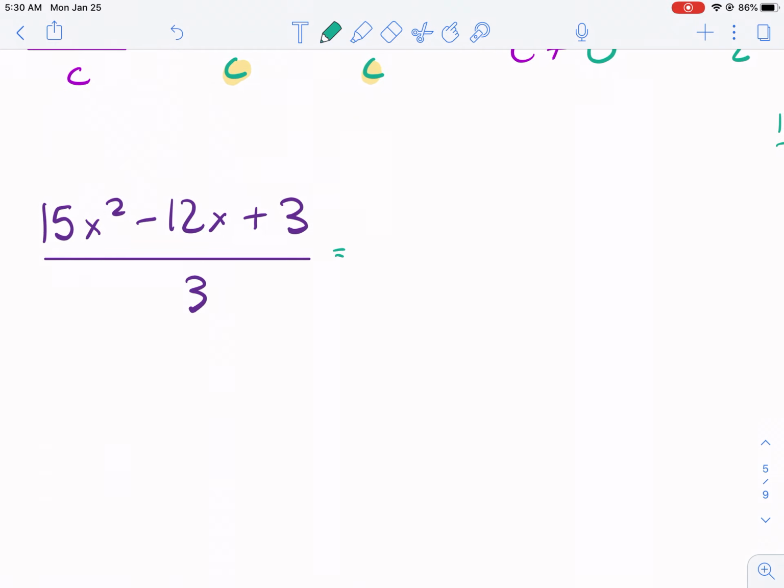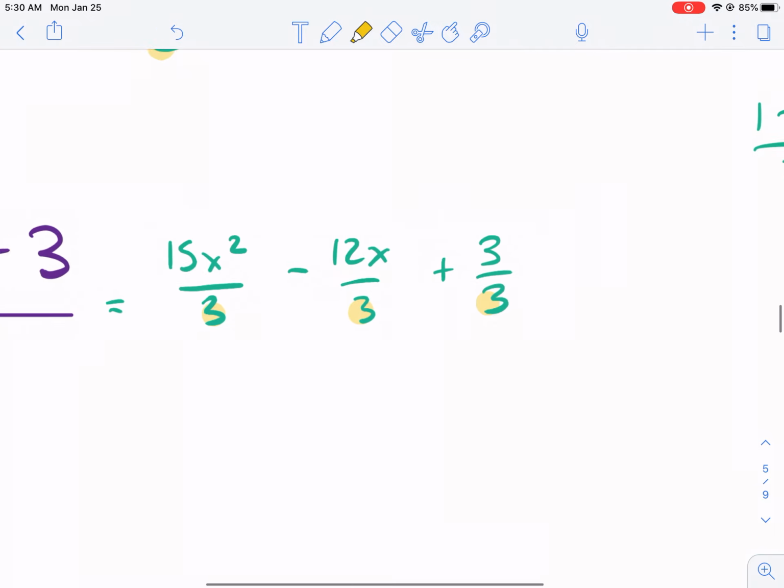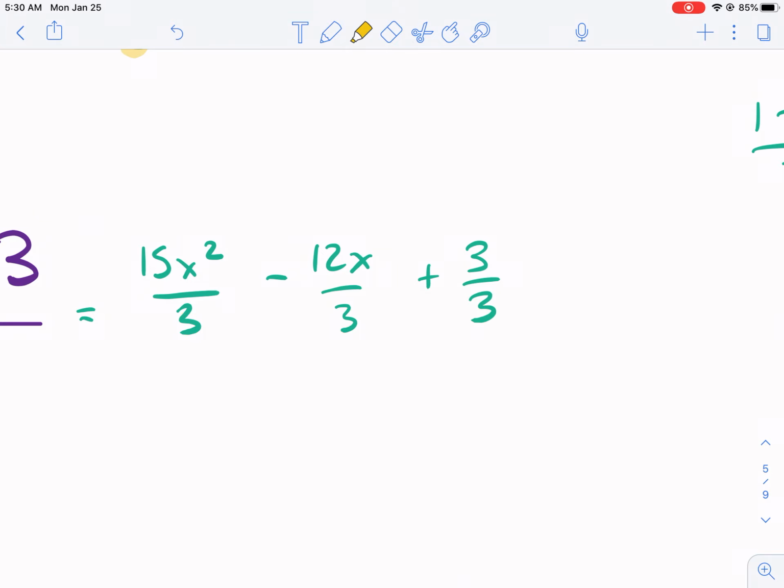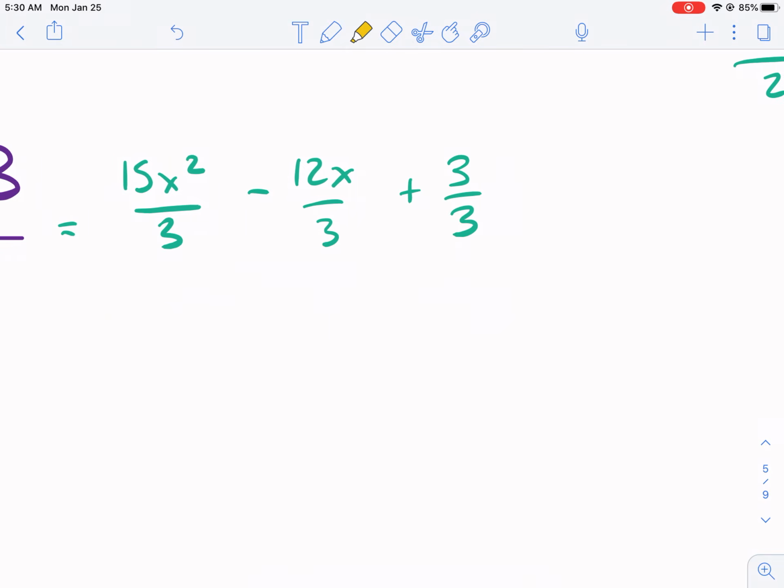Now, this can be rewritten as 15x squared over 3, because all of these have the denominator of 3. There's addition and subtraction at the top, and so we can split it up. So you have 15x squared over 3 minus 12x over 3 plus 3 over 3. The denominator is the same each time, so that's valid. And now we're ready to just simplify each expression.